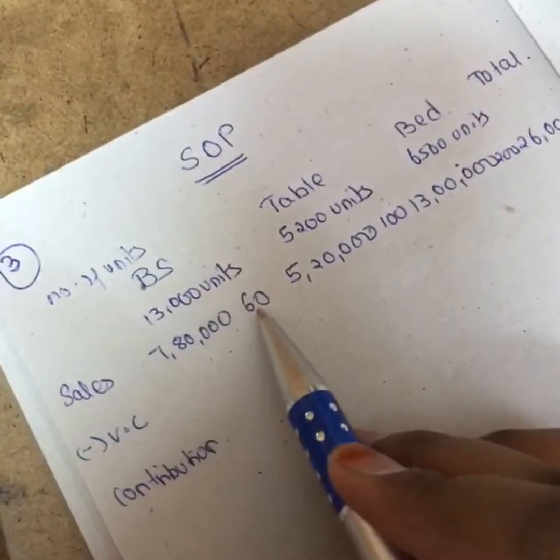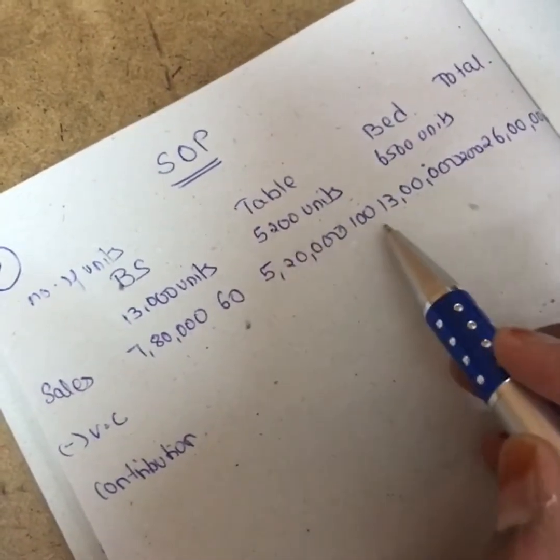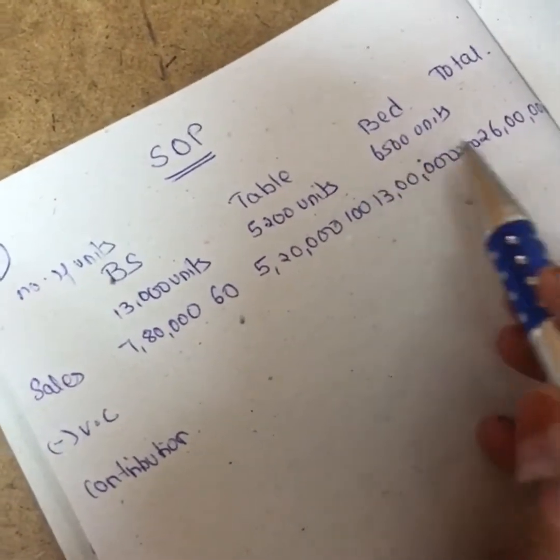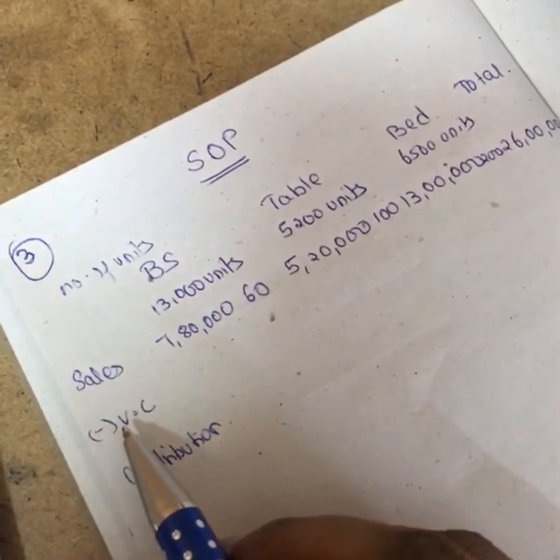Even if you multiply these two, you will get the same. See, 13,000 into 60, you get 7,80,000. 5,200 into 100, you get 5,20,000. 6,500 into 200, you get 13 lakhs. Understood, right? Now it's easy for us to calculate the variable cost.